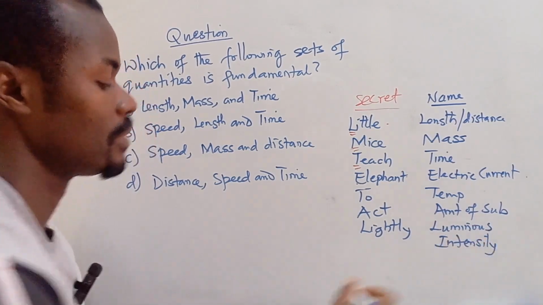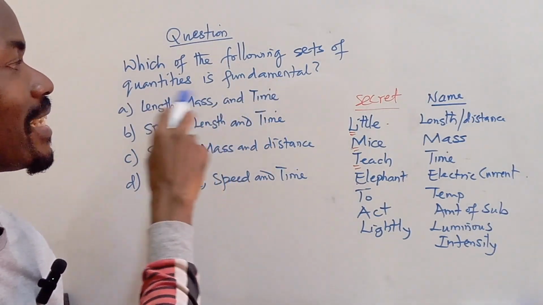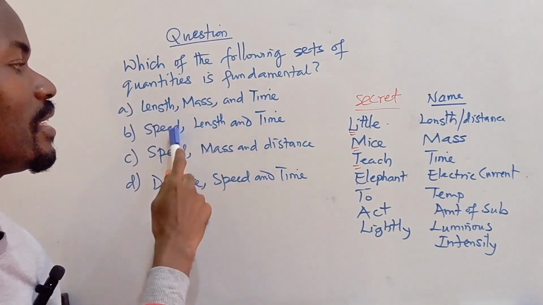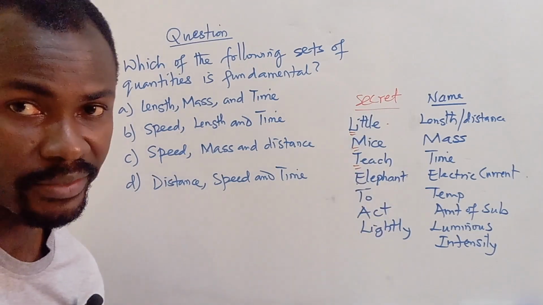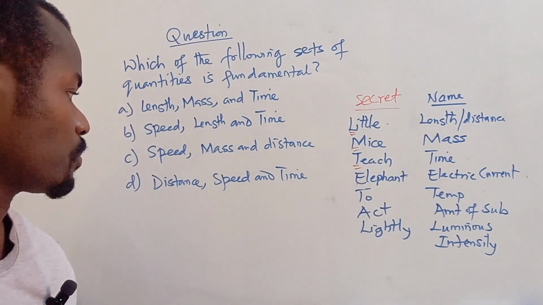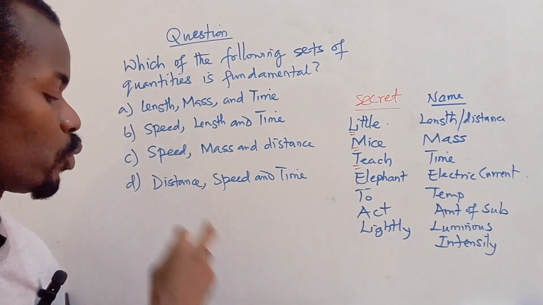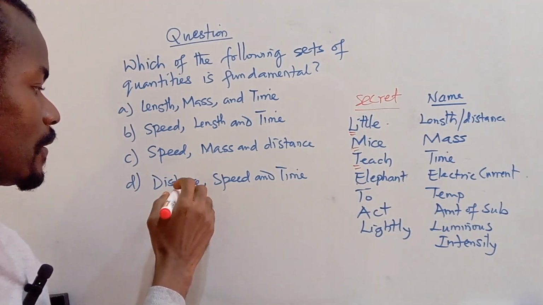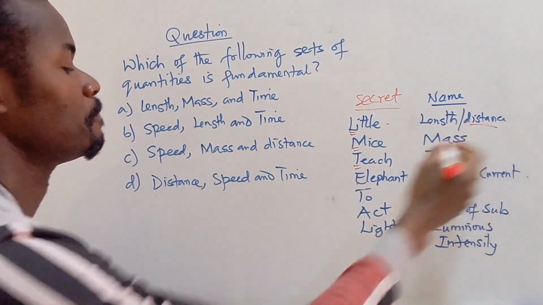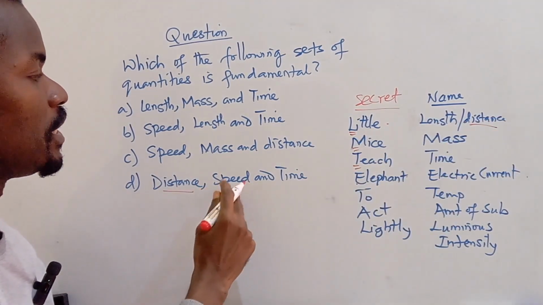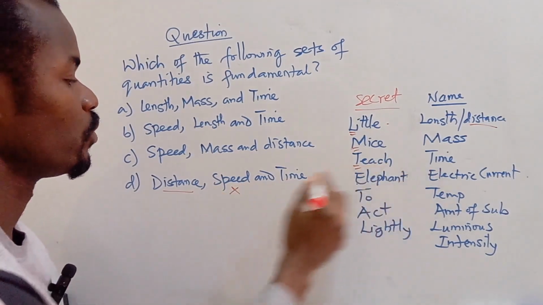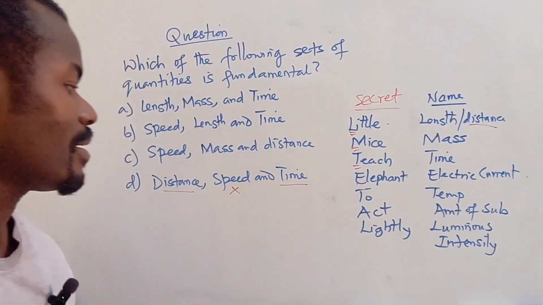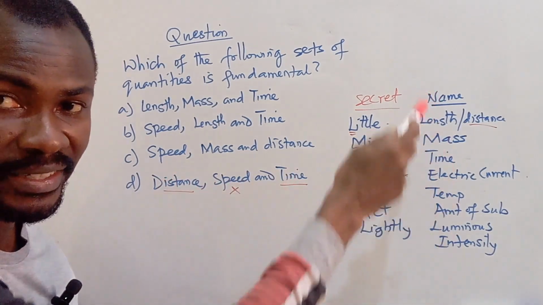So the question says, which of the following sets of quantities is fundamental? We want to be sure that all three in the answers are here. So let's quickly check that. Let me start with this one. We have distance, speed, time. We don't have speed, but yes, we have time. So this cannot be the correct answer, because we want something where all three are listed here.